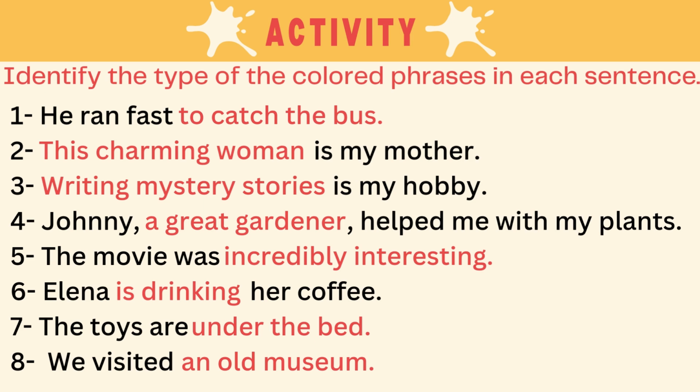Number 6. Elena is drinking her coffee. Is drinking. Is a helping verb. Then what is this phrase? A verb phrase. Good job. Number 7. The toys are under the bed. What did we say earlier about under? Under is a preposition. And what does this mean? That this is a prepositional phrase.